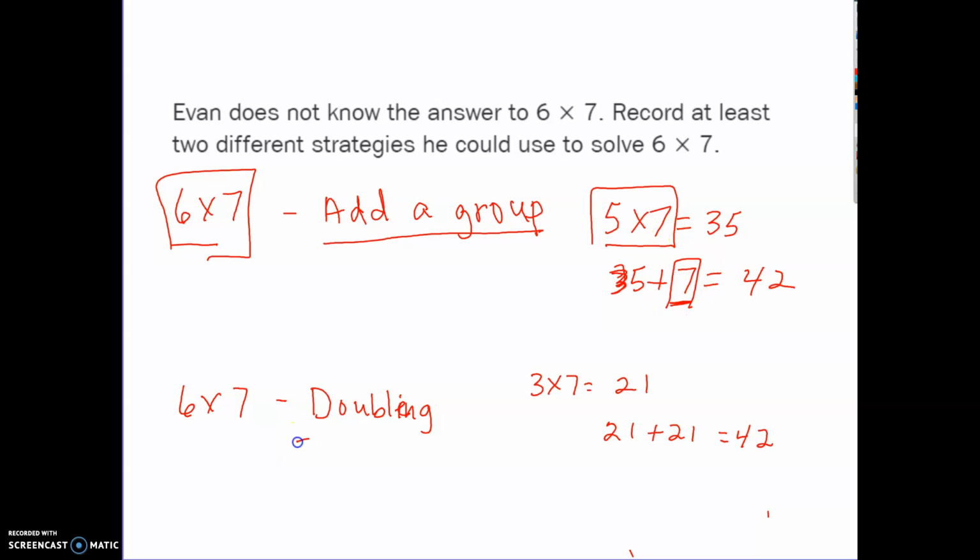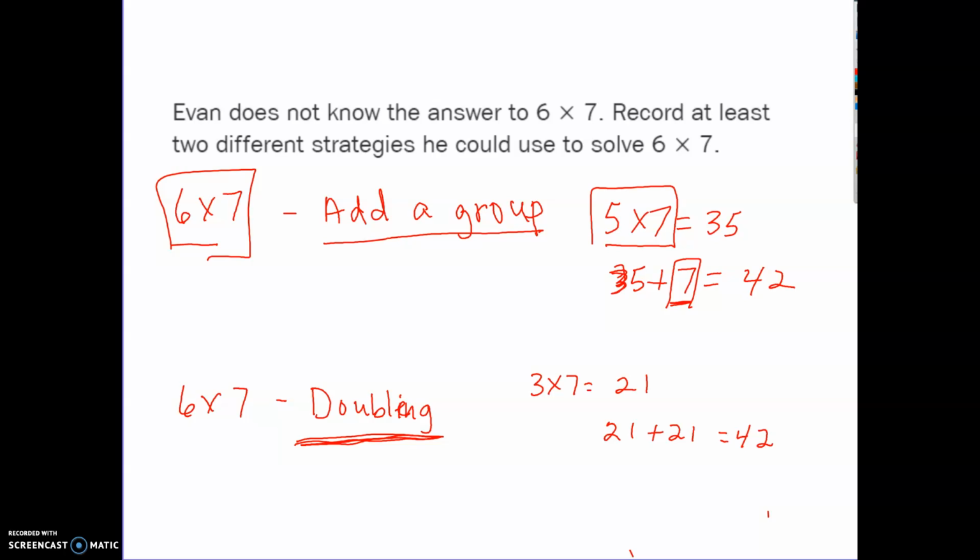My other strategy that I'm using is doubling. I really like this strategy. So I know that half of 6 is 3, so I can take that. 3 times 7 is 21, then I can double that. Because if 3 times 7 is 21, then 3 times 7 is 21. I can add that together and get 42. And that's my answer to 6 times 7.